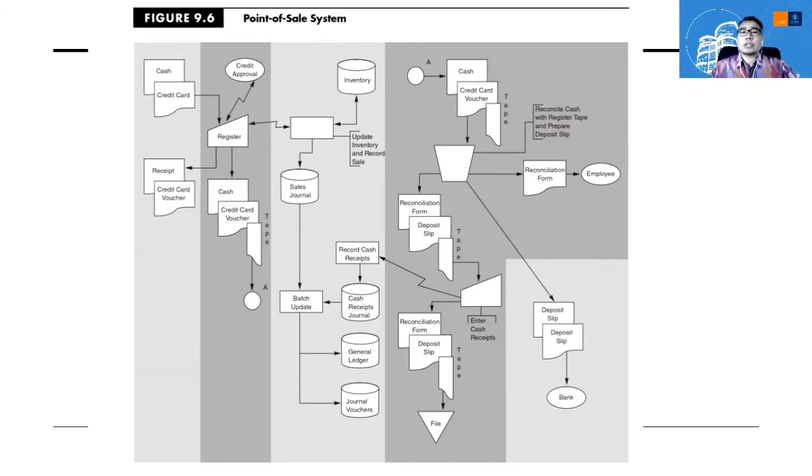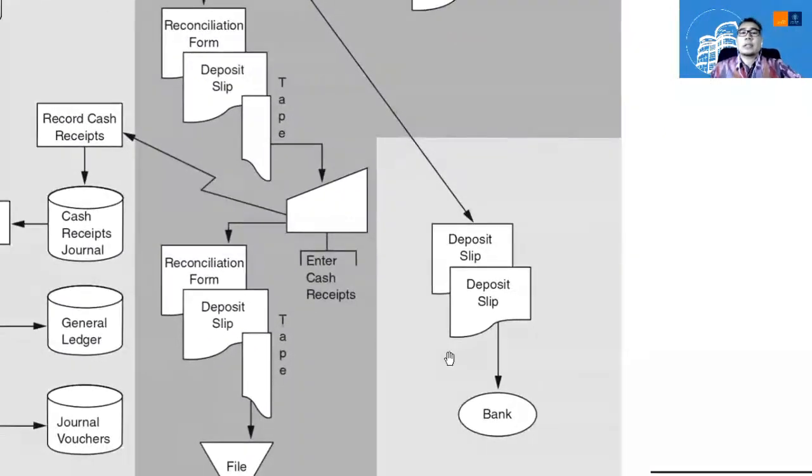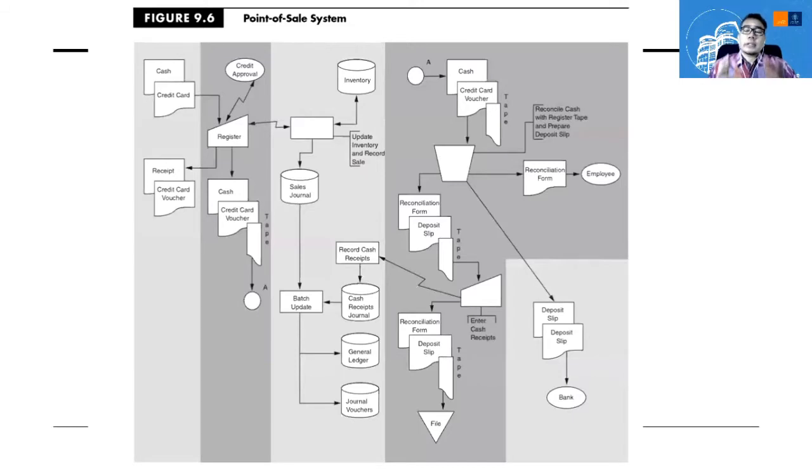And afterwards, as you can see here, after the transaction is done, the cash that is received will be directly inputted inside the bank here, right? And that's basically most of the information systems for the revenue cycles that can be employed inside the corporation.